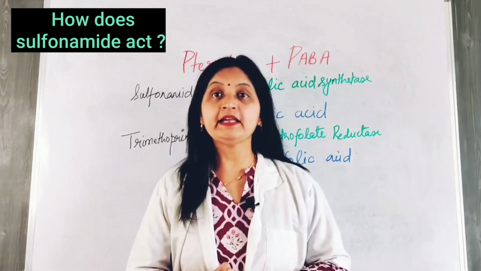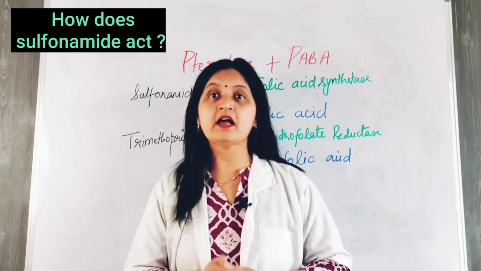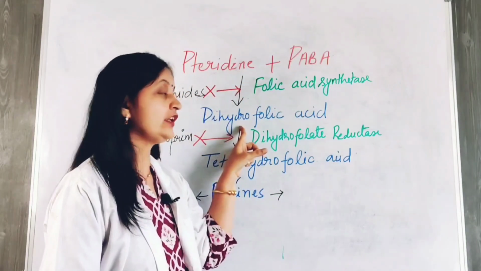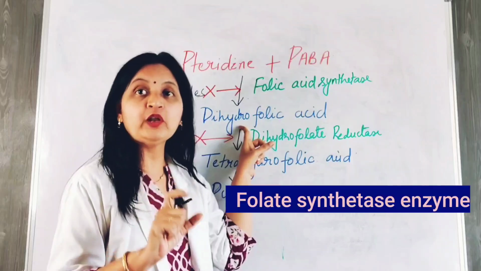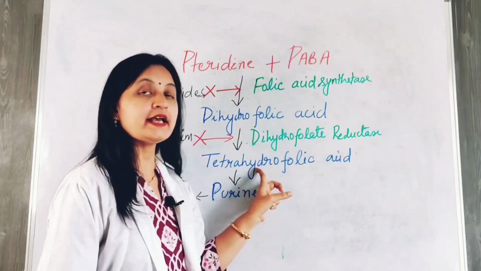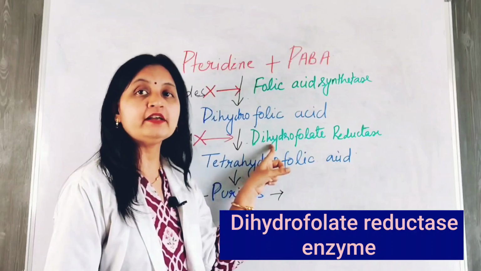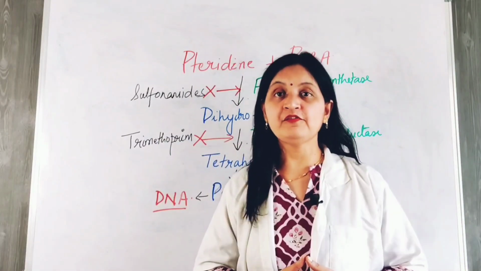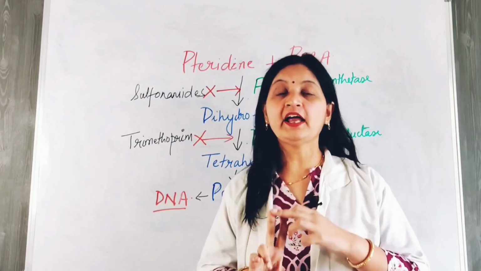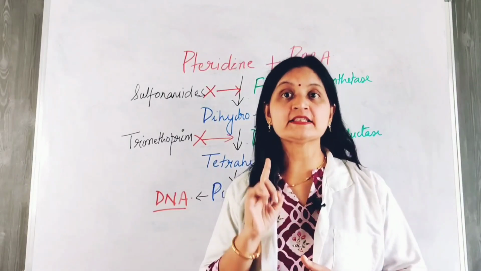So how does sulfonamide inhibit or block folic acid synthesis? Folic acid synthesis occurs in various steps and these are as follows. The para-aminobenzoic acid combines with pteridine moiety to form dihydrofolic acid in presence of an enzyme known as folate synthetase enzyme. Now the dihydrofolic acid gets converted to tetrahydrofolic acid, which is the active form of folic acid, in presence of an enzyme known as dihydrofolate reductase. So the two enzymes that are responsible for the synthesis of folic acid are 1. The folate synthetase enzyme and 2. Dihydrofolate reductase enzyme.